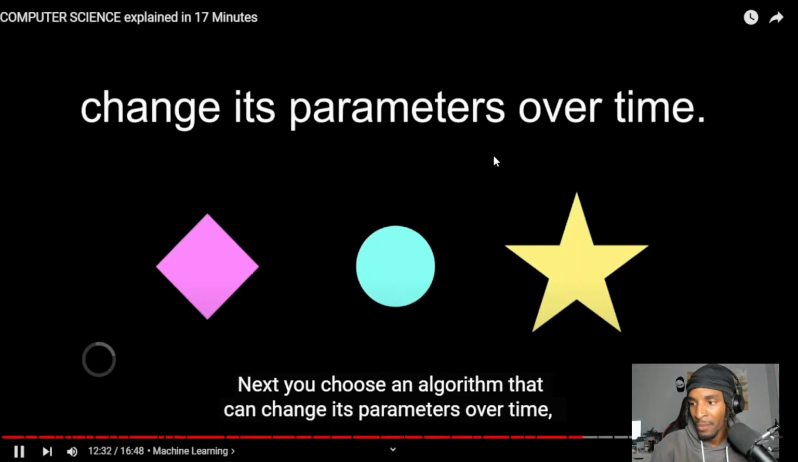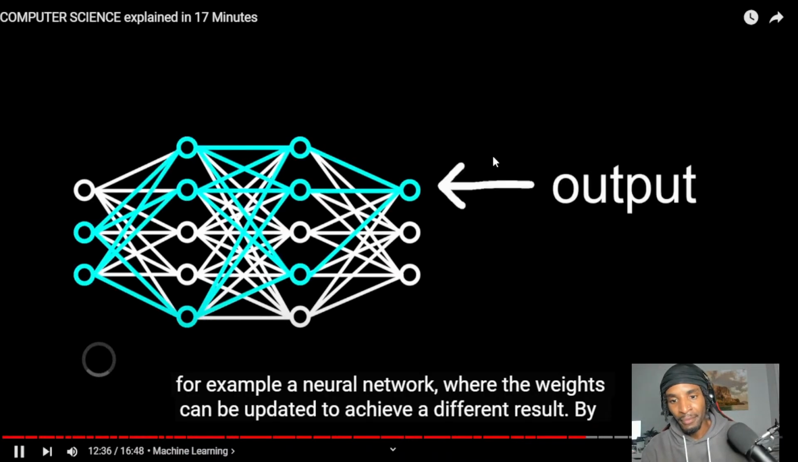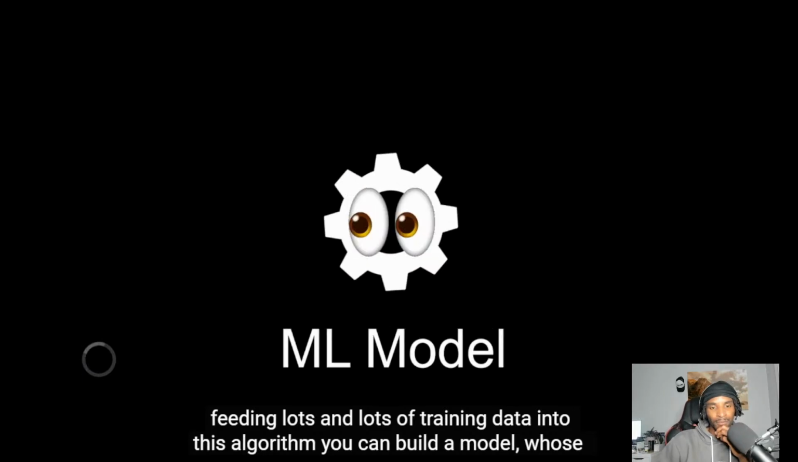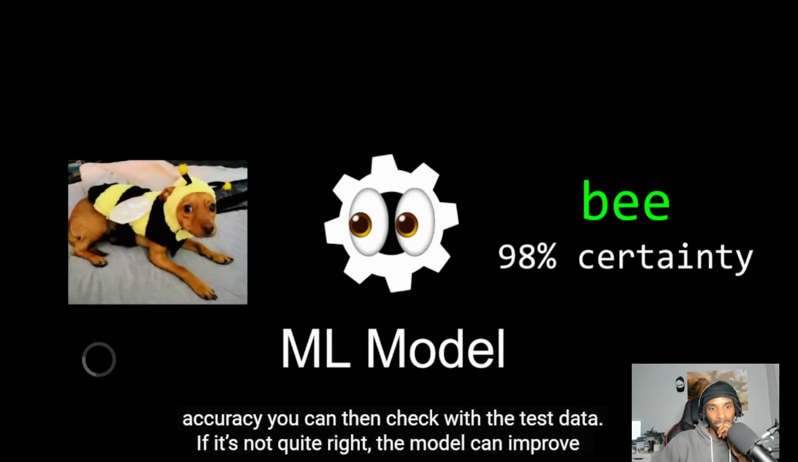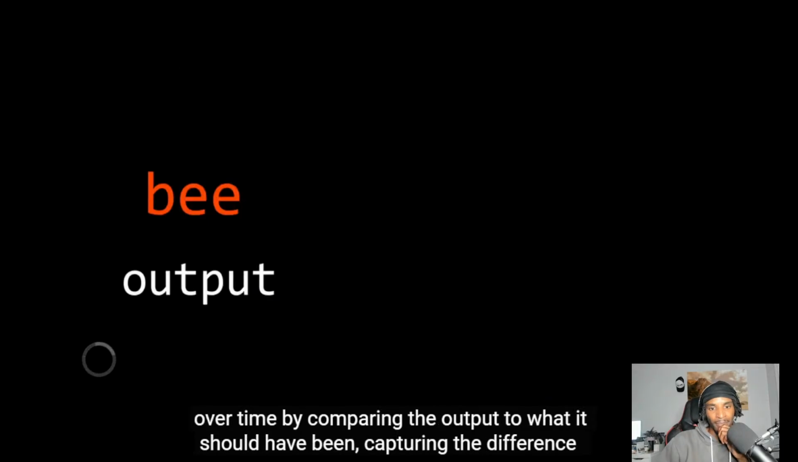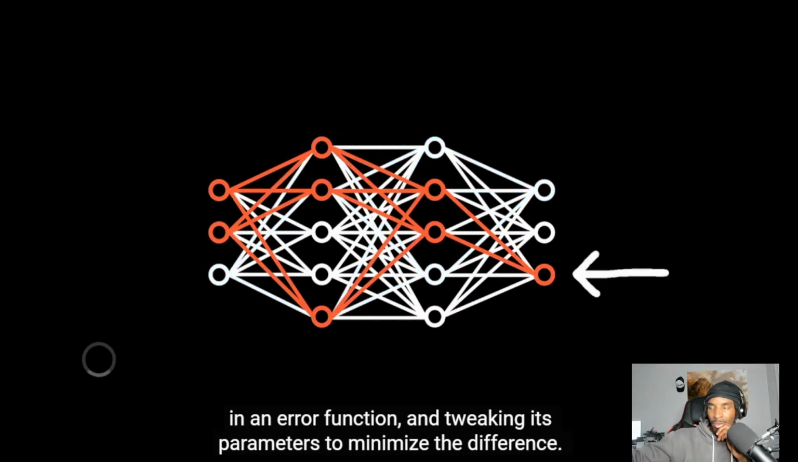Next, you choose an algorithm that can change its parameters over time. For example, a neural network where the weights can be updated to achieve a different result. By feeding lots and lots of training data into this algorithm, you can build a model whose accuracy you can then check with the test data. If it's not quite right, the model can improve over time by comparing the output to what it should have been, capturing the difference in an error function and tweaking its parameters to minimize the difference.